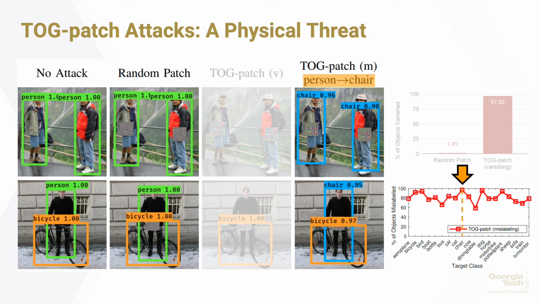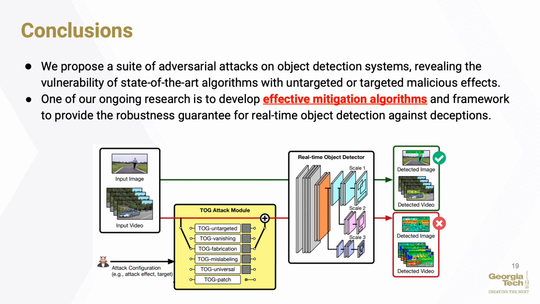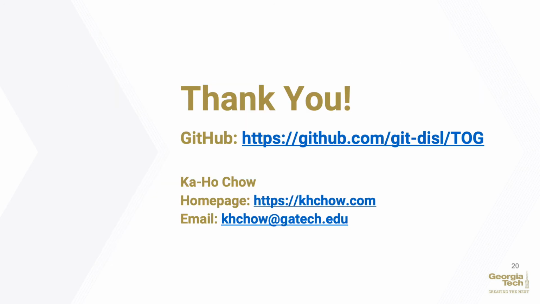In this paper, we have presented a suite of attacks called TOG to deceive object detection systems with not only unpredictable random effect, but also 3 types of targeted attacks, forcing the victim detector to misbehave with a consistent behavior. We have also developed effective mitigation algorithms to counter TOG as well as other existing attacks on object detection systems. More details including the latest results can be found in our paper and also my homepage, as well as the open source project of TOG on GitHub.